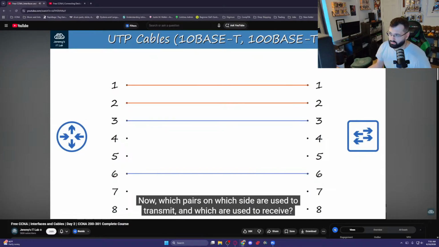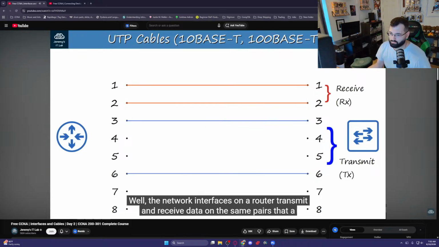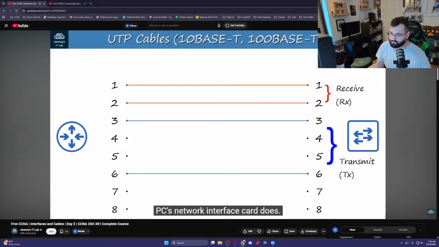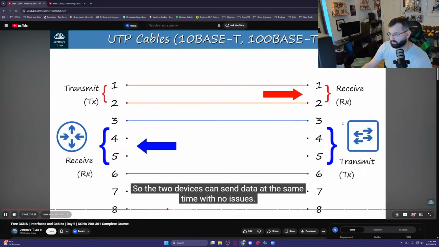Now, which pairs on which side are used to transmit, and which are used to receive? Well, we know how a switch functions from the last slide. Pins 1 and 2 receive data, and pins 3 and 6 transmit data. How about a router? Well, the network interfaces on a router transmit and receive data on the same pairs that a PC's network interface card does. A router transmits data on pins 1 and 2, and receives data on pins 3 and 6. Again, Ethernet uses full duplex transmission, so the two devices can send data at the same time.